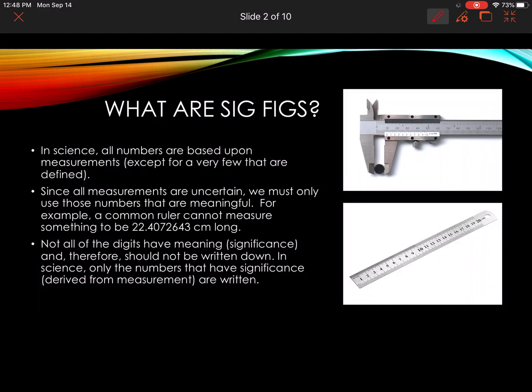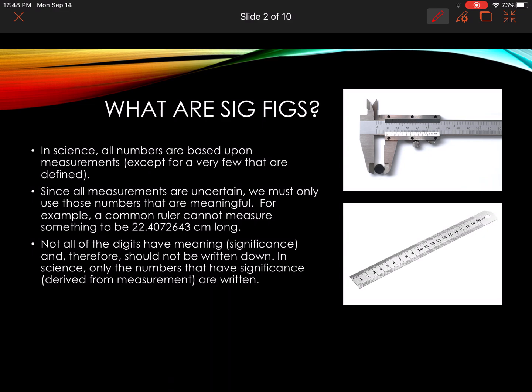Okay, so first of all, we're going to start with our sig figs here. So what are sig figs? Significant figures, we're going to abbreviate that sig figs. In science, all numbers are based upon measurements, except for a few things that are defined, and those would be considered constants for us. Since all measurements are uncertain, there's no perfect measurement, we must only use those numbers that are meaningful.